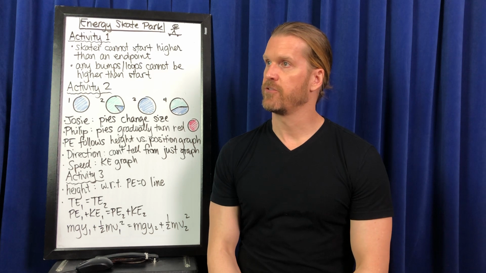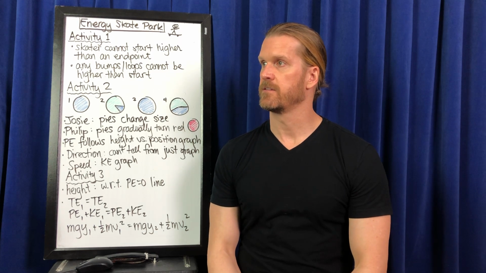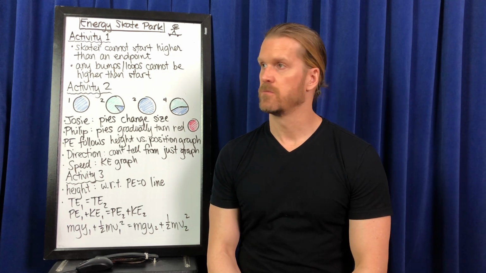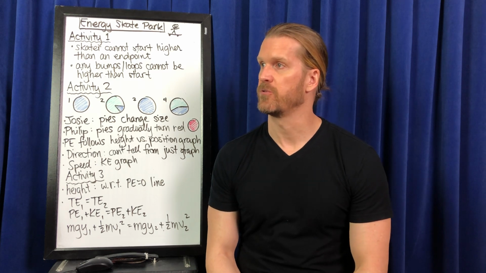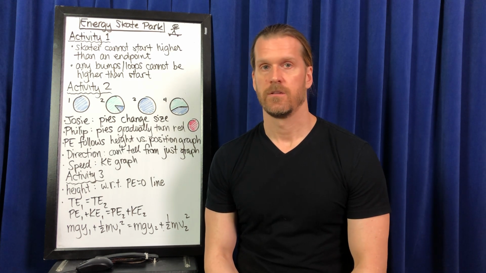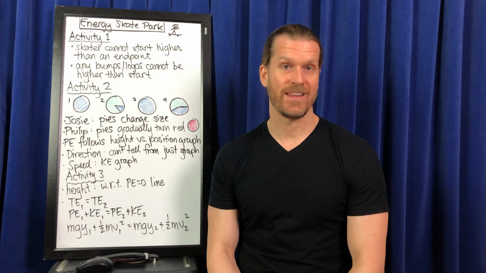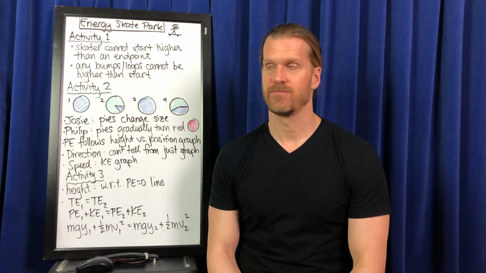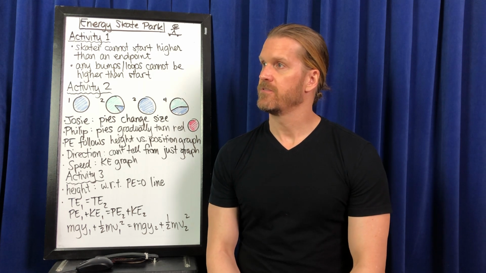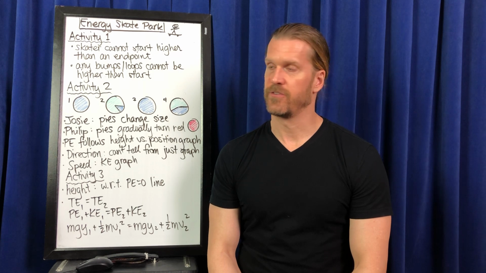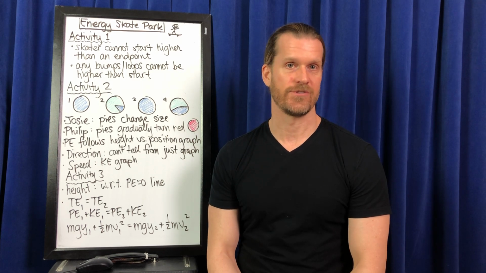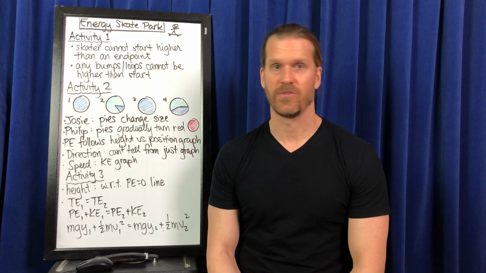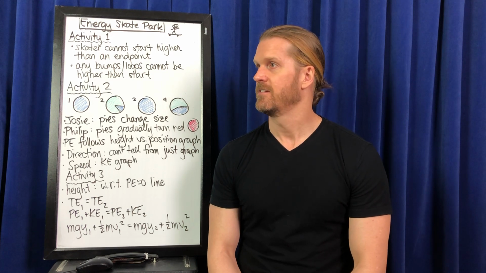Right, in activity 2, we're looking at a track with a loop on it, a loop-the-loop on it, and you should have turned on the pie charts in the simulation. And you're going to make some predictions about how the total energy is distributed between potential and kinetic.